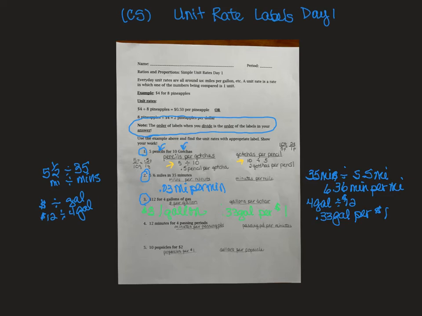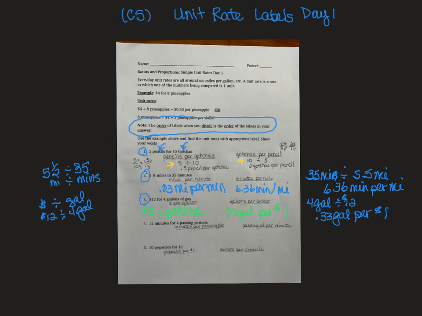And I'm going to fill this in so you can see what you should have here. You should have 6.36 minutes per mile. And I often put that line there. Sometimes I put the line, sometimes I put per. It's the same thing. It means the same thing. Okay, let's go to the next one.